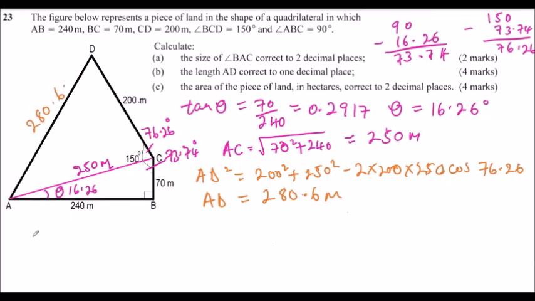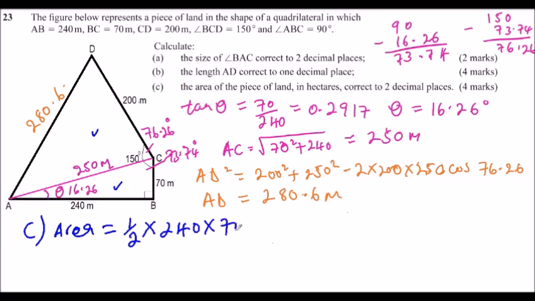Now we have part C. We are required to find the area of the piece of land in hectares correct to 2 decimal places. So to get the area, we can get the area of that triangle and we add the area of the other triangle. For this, it is a right angle triangle, so we say it is a half base, the base is 240 multiplied by the height, that is 70. Then you add the other triangle. Since we have found the angle ACD is 73.474, we use that angle and the two sides.